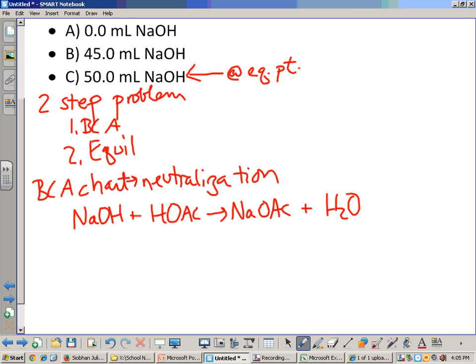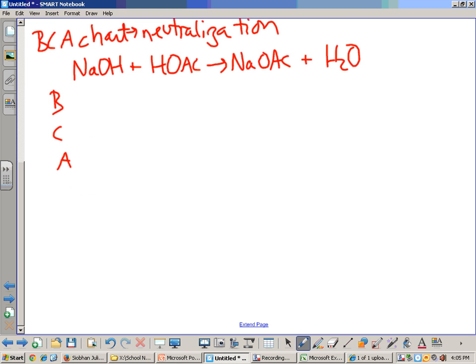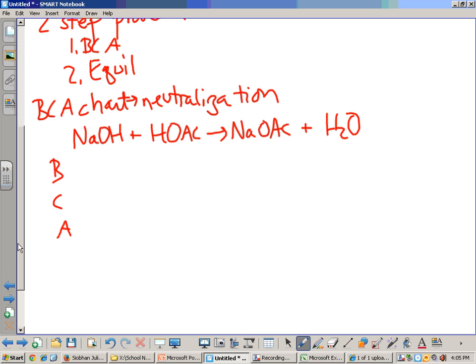Now we're plugging in moles. I'm not going to show the work for calculating moles of the sodium hydroxide and the acetic acid. It is based on the volume and the molarity, which we know for both of those things. But you see, once you calculate moles, we have 0.005 moles of the NaOH and 0.005 moles of the acetic acid. So this tells us that we're at the equivalence point.